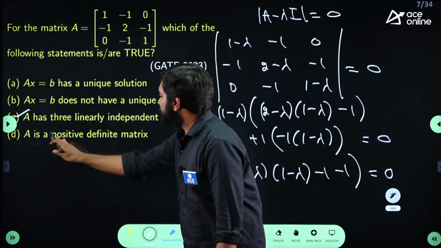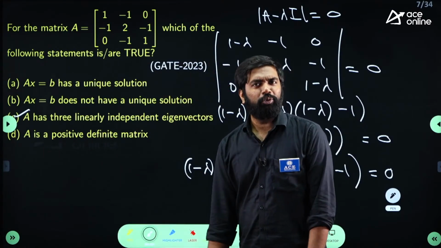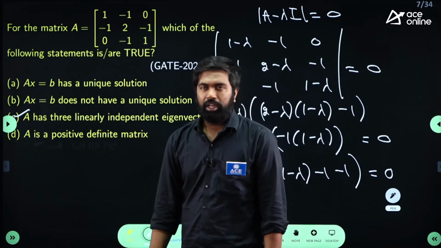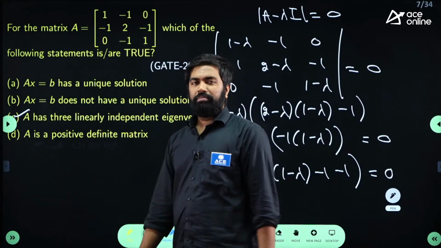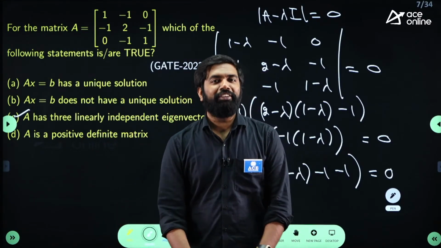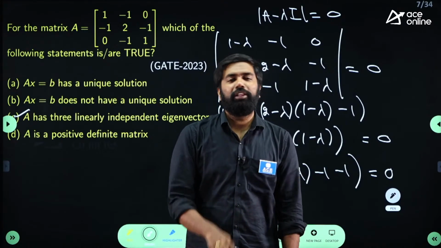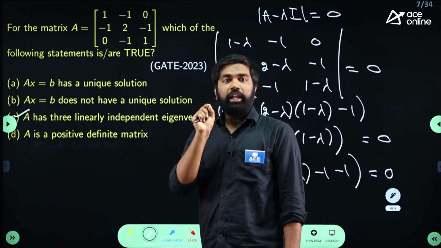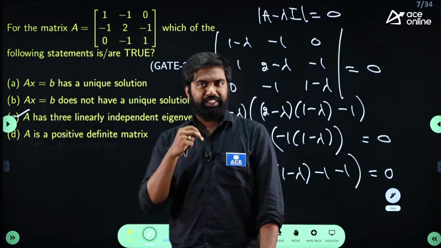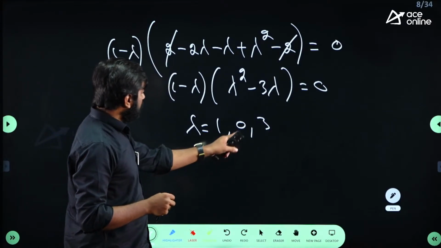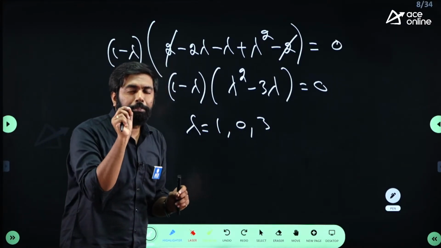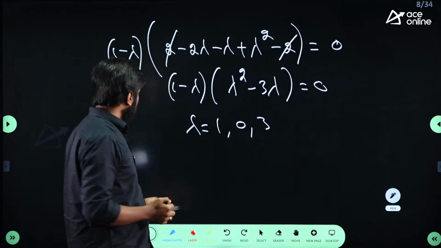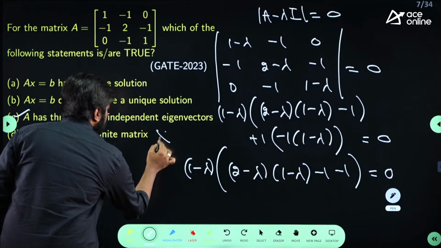And then it says A is a positive definite matrix. Just now, a few moments back, I spoke about positive semi-definite matrix. For a positive definite matrix, all the eigenvalues are positive. For positive semi-definite, all the eigenvalues are non-negative. But here, for positive definite, all eigenvalues are positive. Let's see. Here, the eigenvalues are 0, 1, 3. For a positive definite matrix, the eigenvalue cannot be 0. So this option is eliminated.